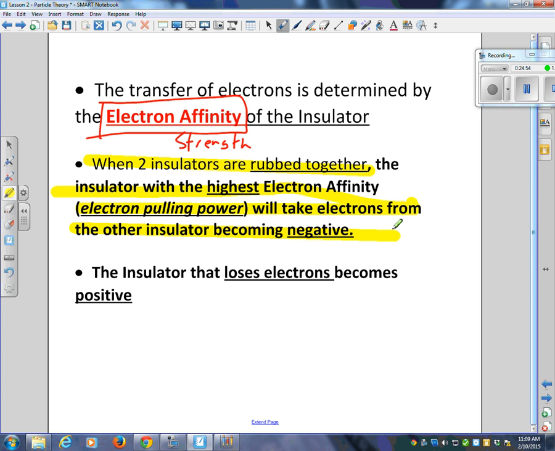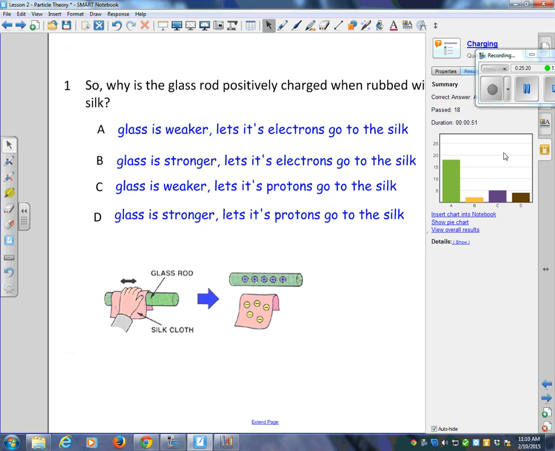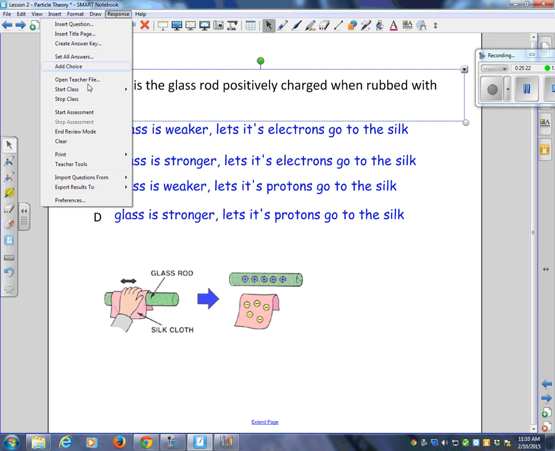Okay? I still gotta study. The insulator that loses electrons becomes positive. Brandon, I'm going to ask this question right away. You need to know it. Here we go. You're going to have to think.